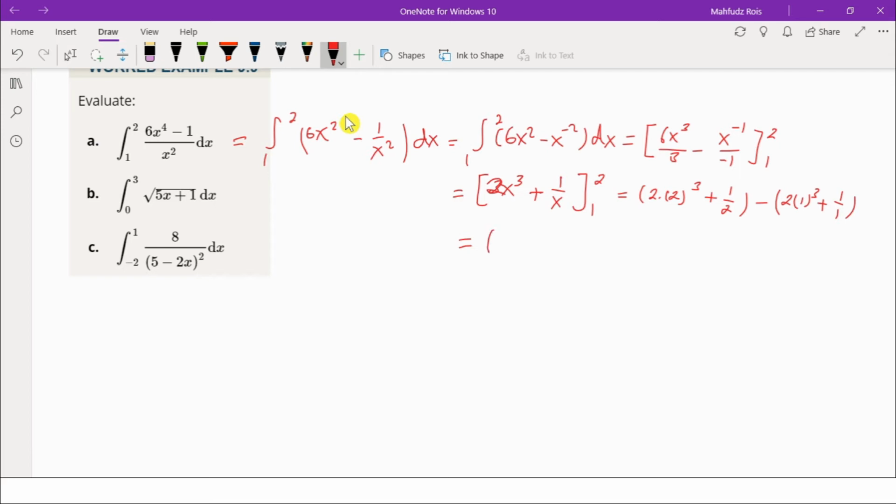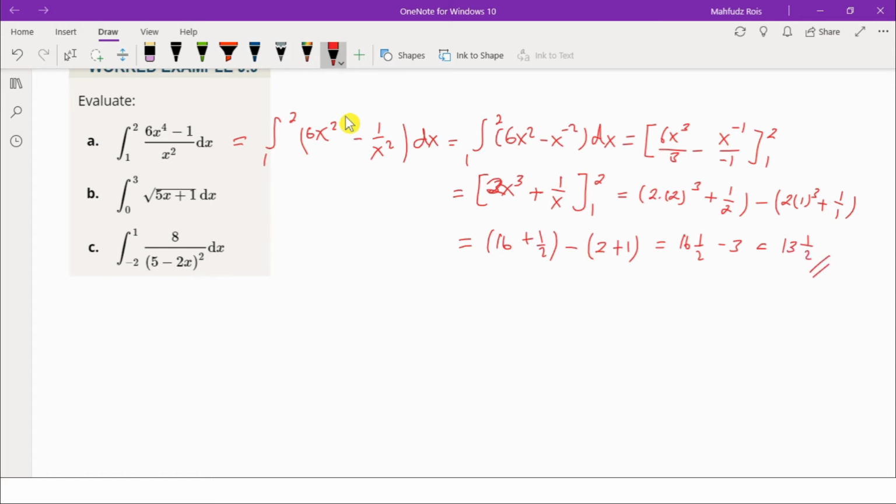So 2 times 2 cubed is 8, so it will be 16 plus half, minus 1 cubed is 1, so 2 times 1, 2 plus 1. Okay, it will be 16 and a half minus 3, so it will be 13 and a half.